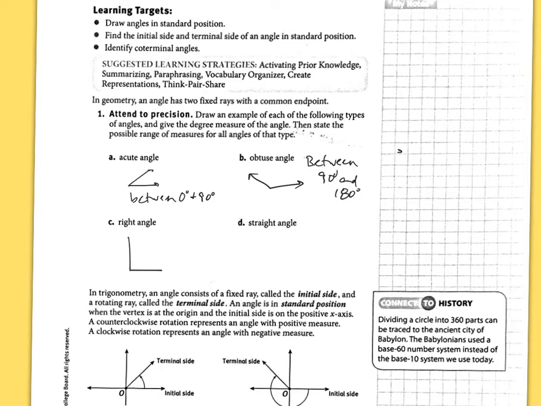Right angle, of course, very important that it's marked correctly with that little box, and this one always equals 90. And then a straight angle, of course, if this was our vertex, this equals 180 degrees.